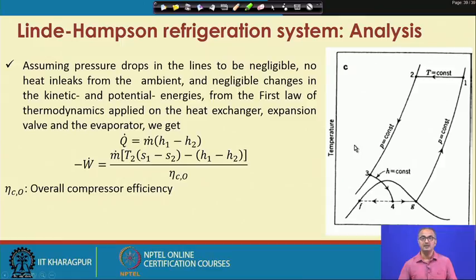Now if we apply the first law of thermodynamics to find out how much heat needs to be taken out from the compressor or has to be given to the evaporator and the work done, we can easily find, under these assumptions, like the negligible pressure drop in the pipelines, zero heat leak from the ambient, and we are neglecting any changes in the kinetic and potential energies, that this is the expression for the heat exchange.